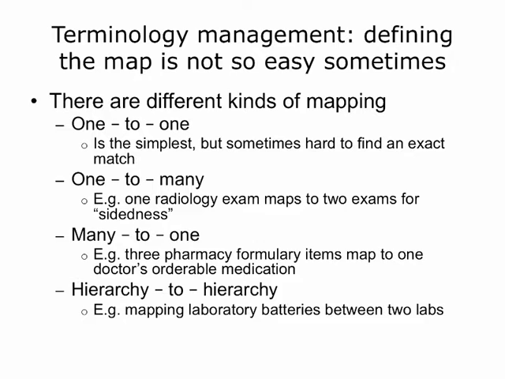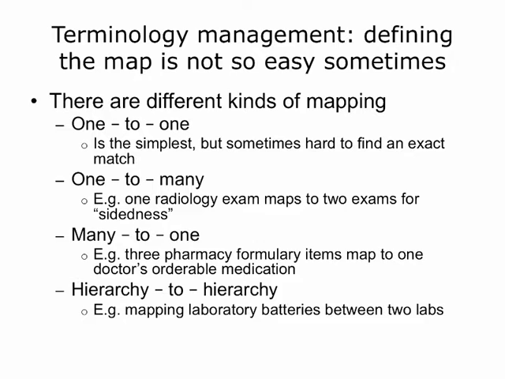Even worse is the many-to-one map. An example would be 3 pharmacy formulary items, which are very discrete and tell you exactly the pill size, dosage, and form. These might only map to one medication, and the doctor does not have a preference whether it is a tablet or a capsule, nor whether it is 250 milligrams or 1500 milligrams. So that could be a many-to-one mapping.